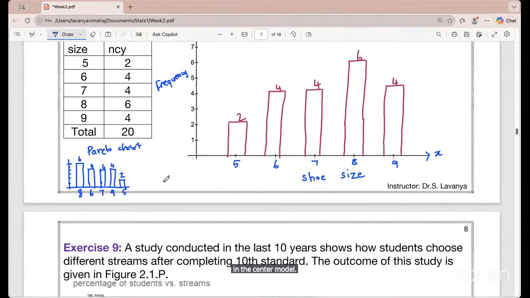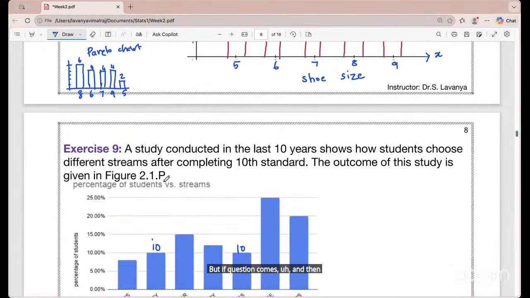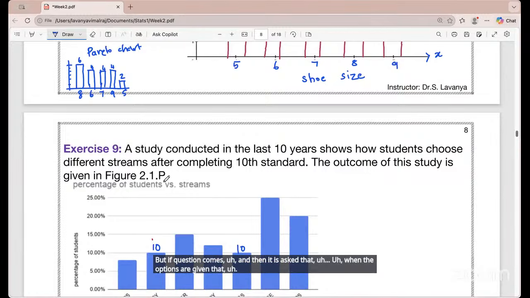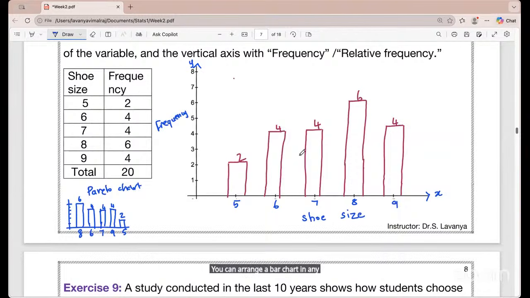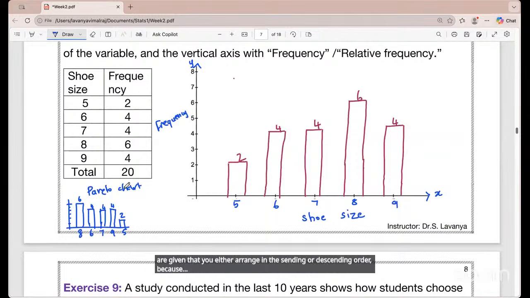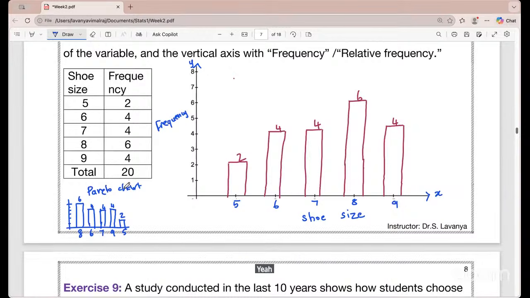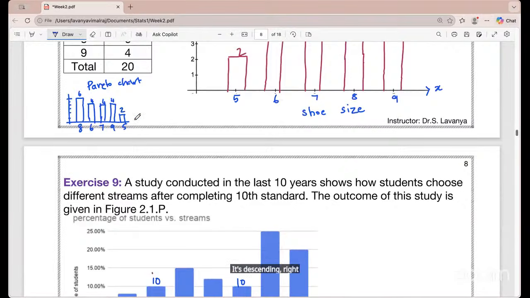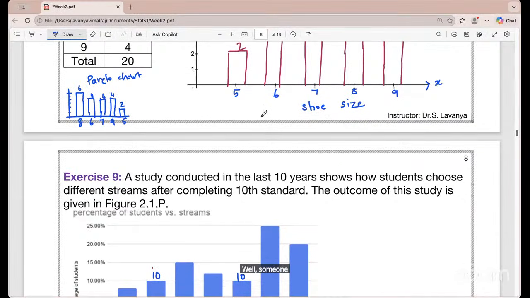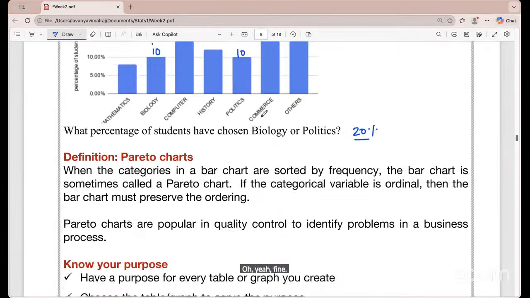But if a question comes and options are given to arrange in ascending or descending order, see, you can arrange a bar chart in any order you want, but this kind of order is called a Pareto chart. That's it. Yes, a Pareto chart must be in descending order, not increasing. It's descending, right? Someone said ascending? Okay, fine. All right.